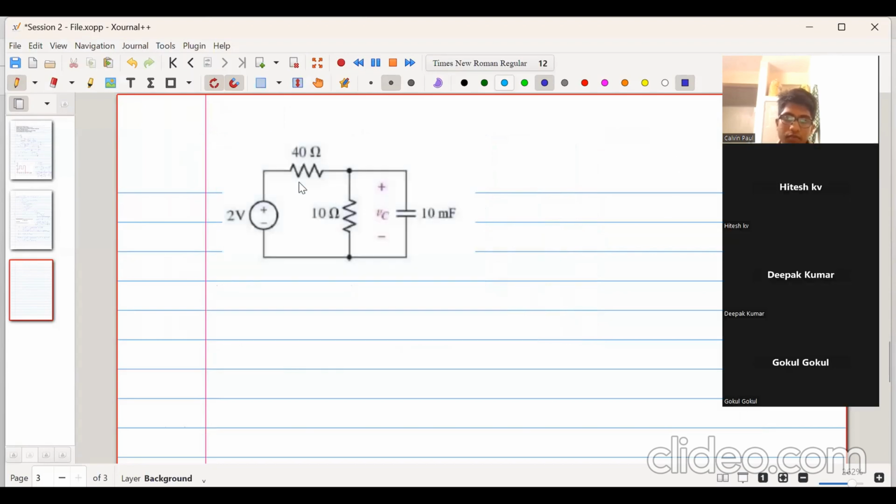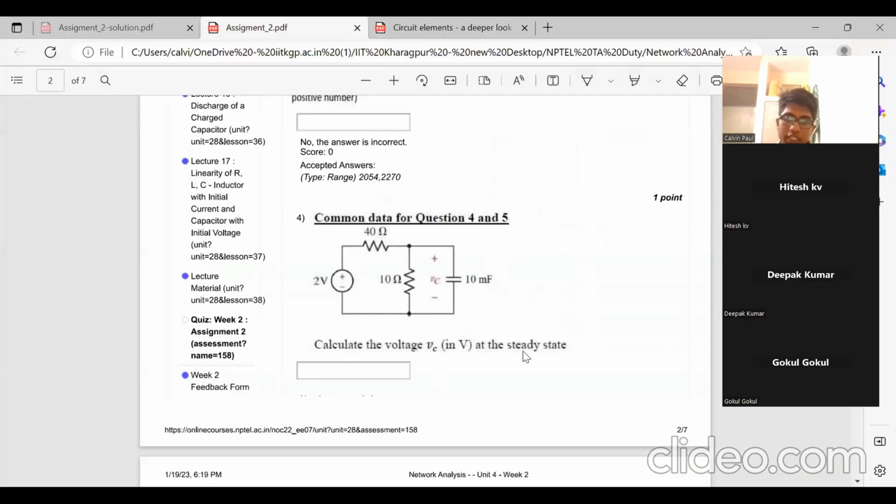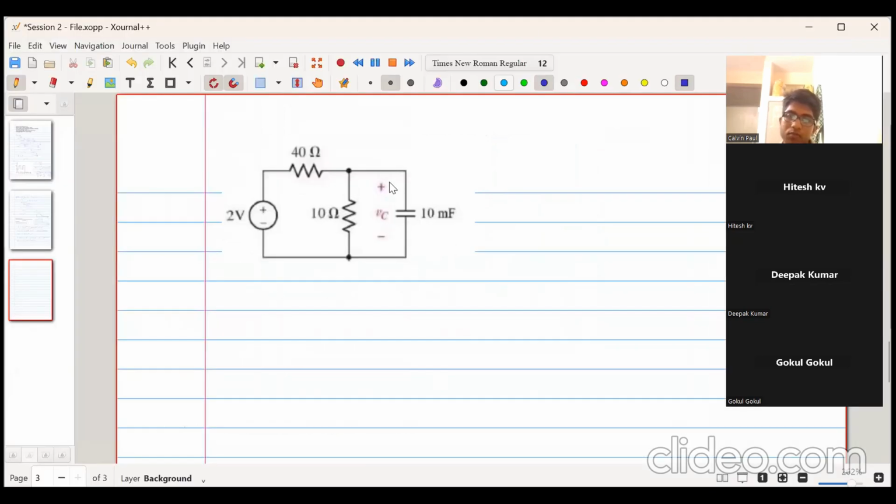So this is my network. Now they have told us they want to find the voltage at the steady state. So at steady state, what will happen? Because this is a DC source. DC source means frequency is 0. That means the impedance of the capacitor is infinite. Because the impedance of the capacitor is infinite, it appears as an open circuit.